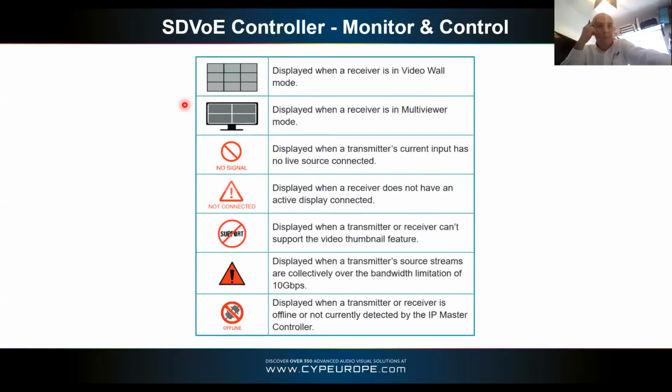And then you've got no signal. This tells you that the transmitter can't see a live source. So either your source is not on, it's disconnected, or perhaps you've selected one of the other inputs. It tells you the transmitter is not actually seeing a source right now. And the reverse for the not connected: this is when the receiver doesn't see a TV, so it can't see an HDMI sync on the other side of it. Again, quite useful when you're putting a first system in for the first time, to know that it's not producing a picture because it's not connected.